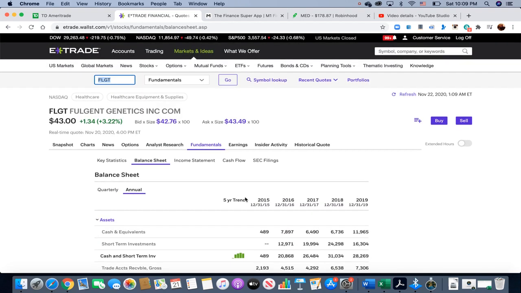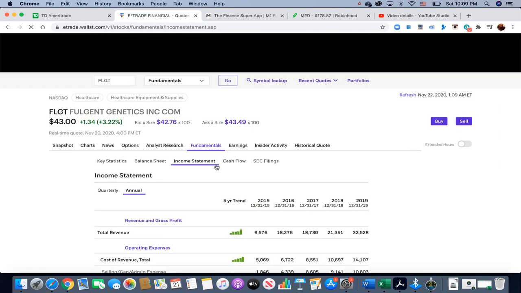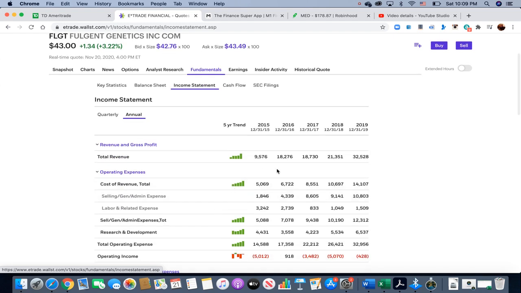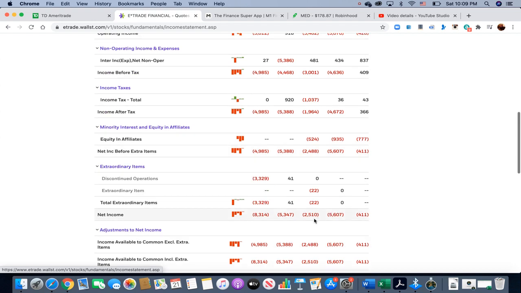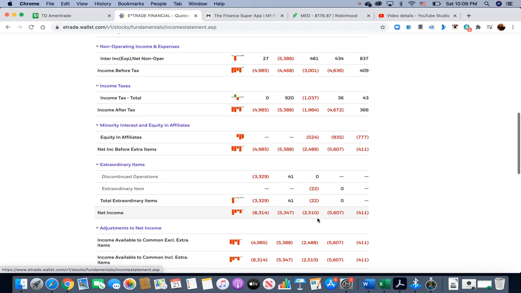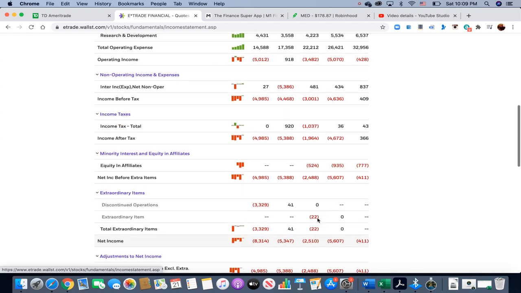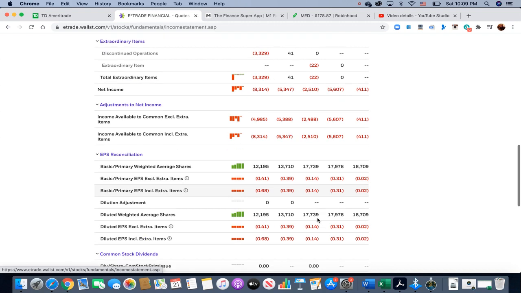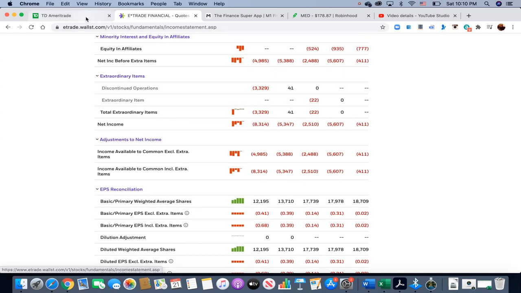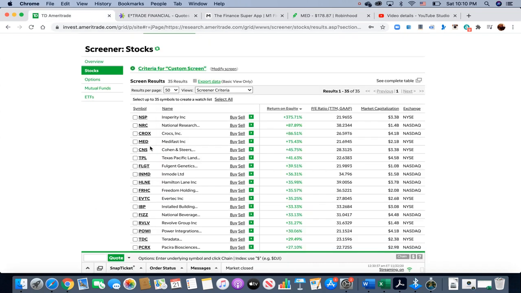Now let's look at the income statement. Revenue going up, and let's see net income. Yeah, I don't know what's going on with that, but you probably want to research that, why that's going on. So I am not going to invest in that. So I think I'm just going to go with Med.